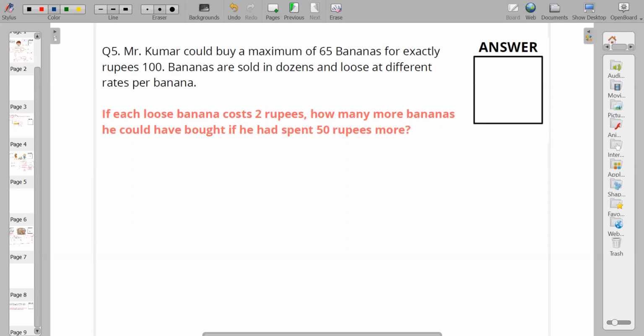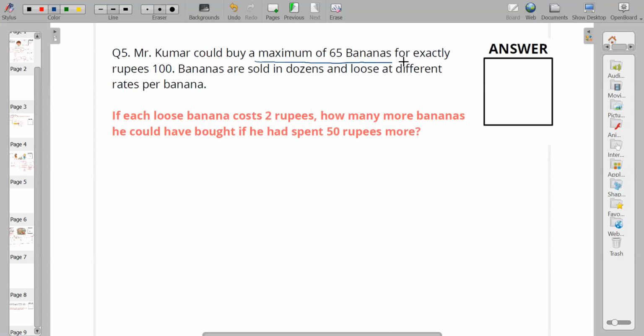Sir, can you explain this question? I'm not understanding it. The question is, Mr. Kumar could buy a maximum of 65 bananas for exactly rupees 100. He spends the entire 100 rupees and gets exactly 65 bananas. This is the maximum he can buy. Bananas are sold in dozens and loose at different rates per banana.